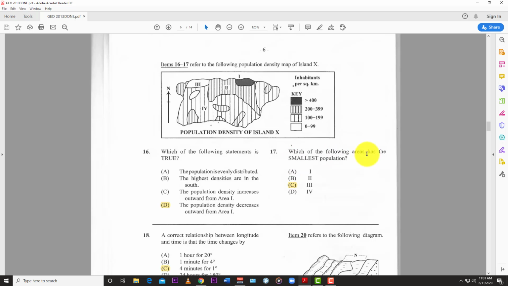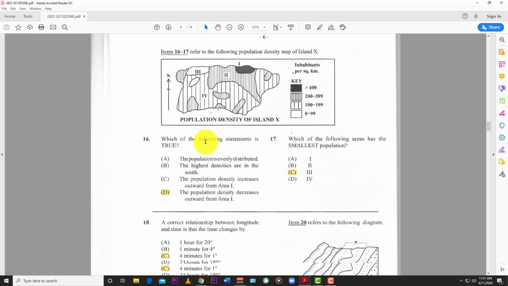Then 17 asks, which of the following areas has the smallest population? And of course, it's 3 right here, because based on the key, these clear areas have a population density of 0 to just 99. All right, so that's the least populated, the smallest population right here.